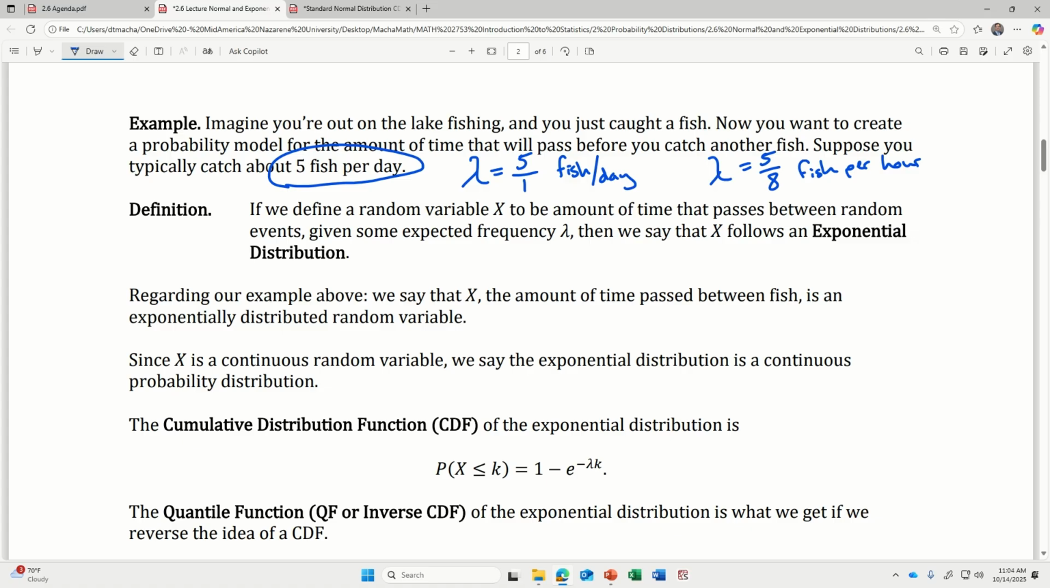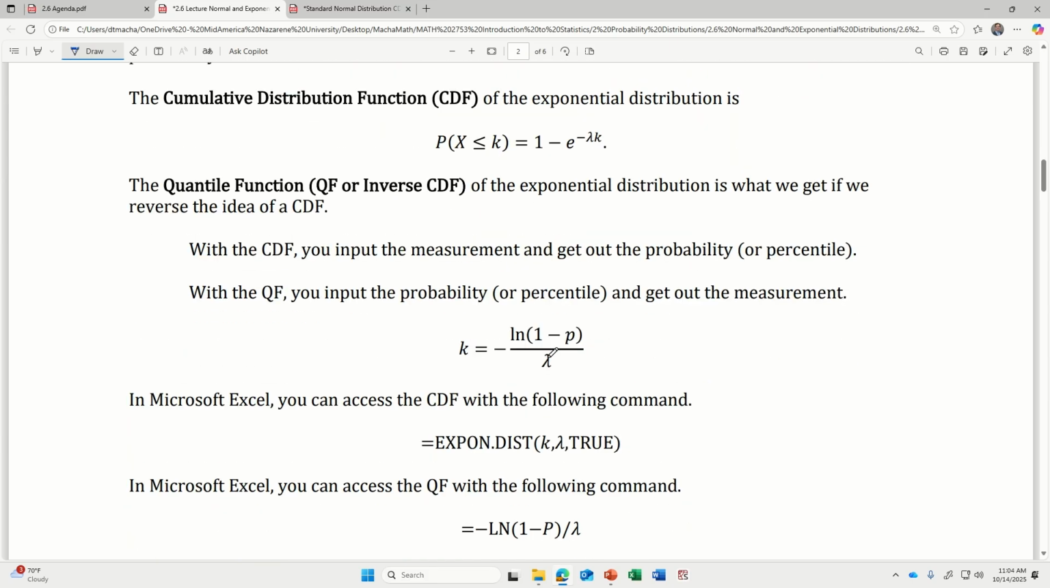And the amount of time that passes is not discrete. The amount of time that passes is not going to be just 1 hour or 2 hours or 3 hours, but the amount of time that passes could be like 1.315 hours. You know, the next event could happen at any point in this continuum. So that way, the exponential distribution is a continuous probability distribution.